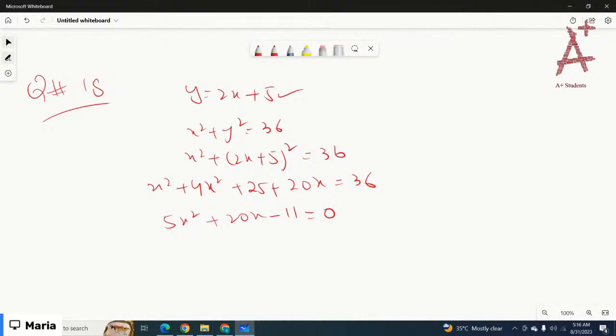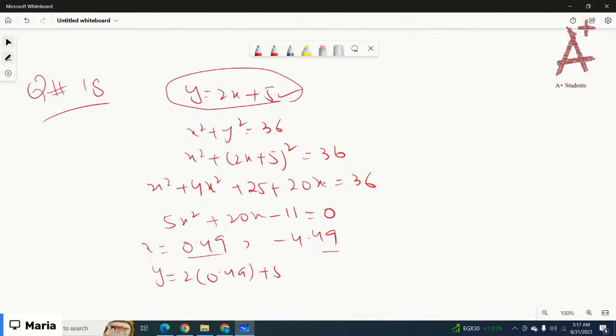Okay, let's just apply the quadratic formula and solve the equation, right? You can use any method to solve the equation. Let me just calculate the roots of the equation. X equals 0.49 and negative 4.49, right? Now you can substitute these points back in the equation and calculate the value of y. Y equals 2 times 0.49 plus 5, that would be 5.98. Then the other one is y equals 2 times negative 4.49 plus 5, so that would be negative 3.98, right?